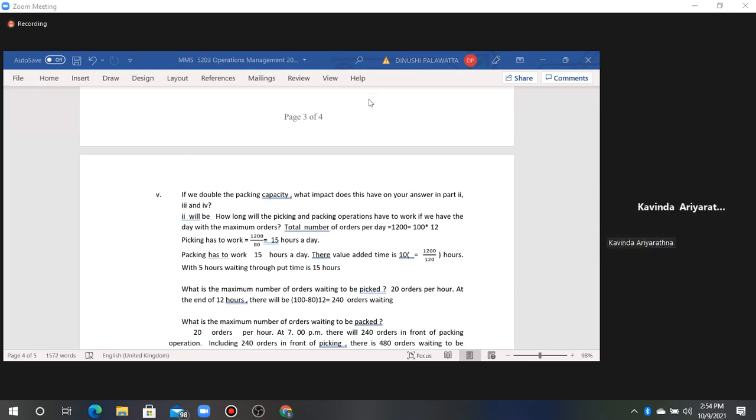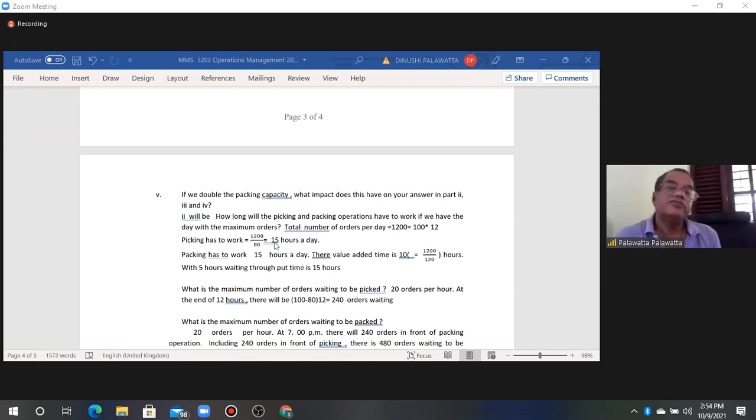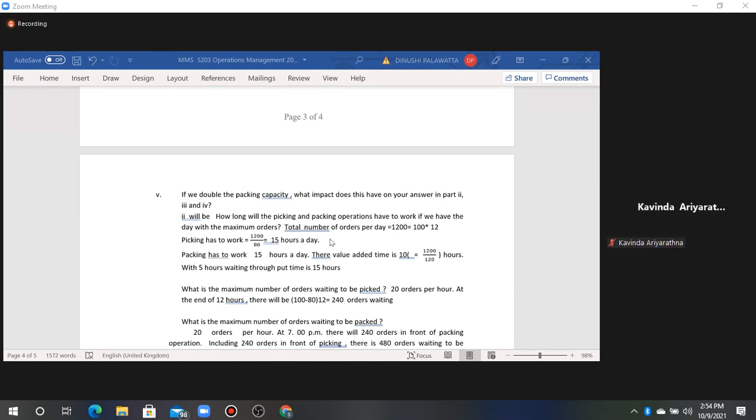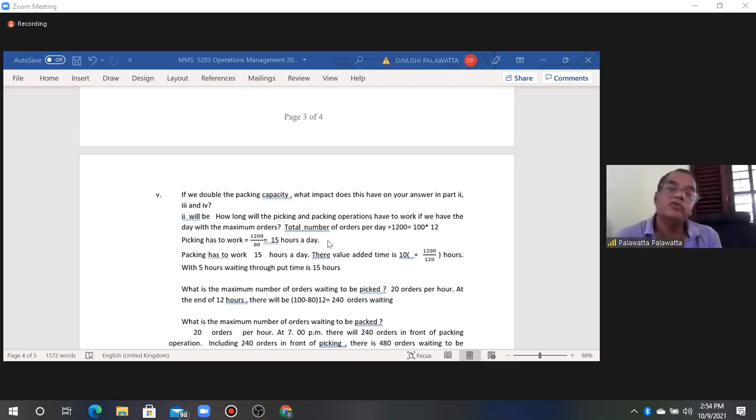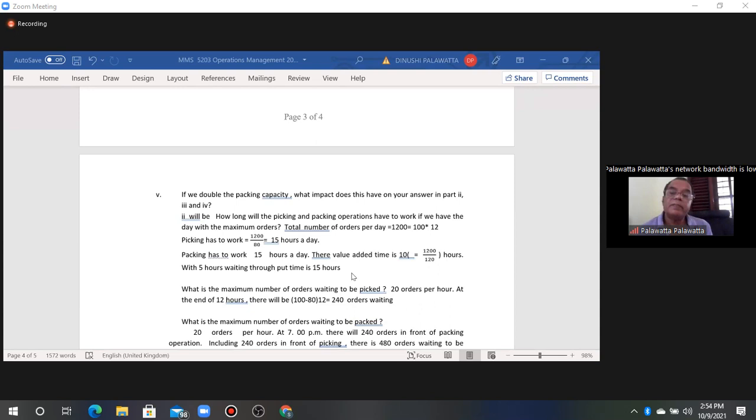So excuse me, sir, here how you took with 5 hours waiting throughput time is 15. Here, the 15 hours is the picking time. And then packing operation is operating very fast now, at the rate of 120 customers per hour. It's even faster than order taking. So therefore, when the picking orders come, they complete quickly. But then picking comes late. Picking is the bottleneck operation now.